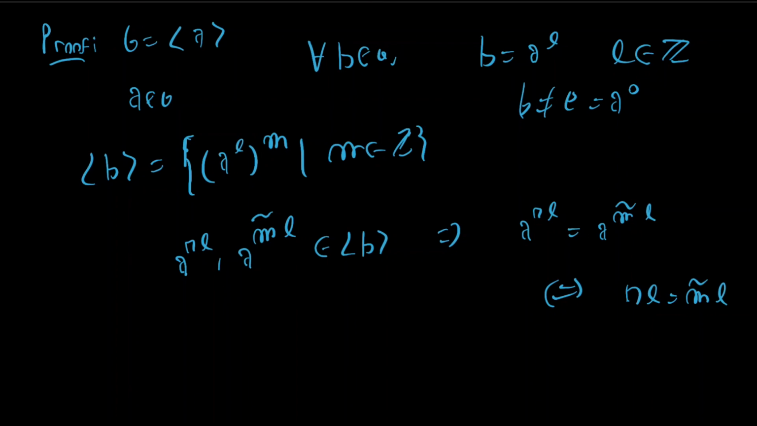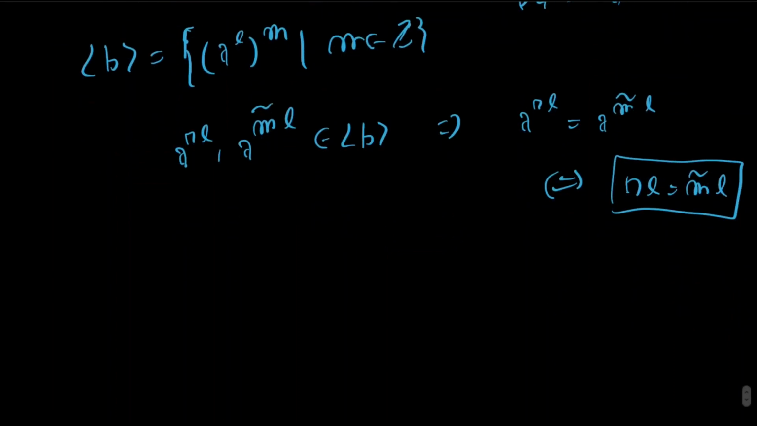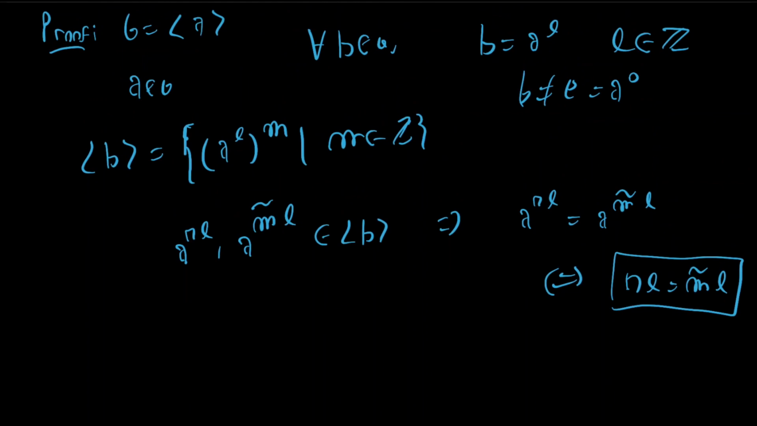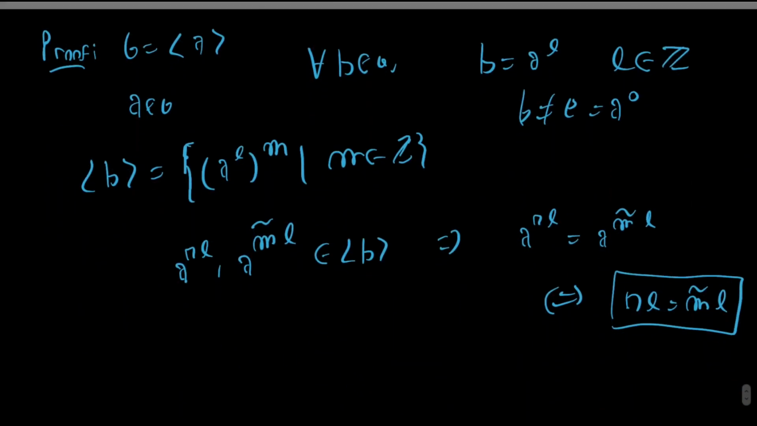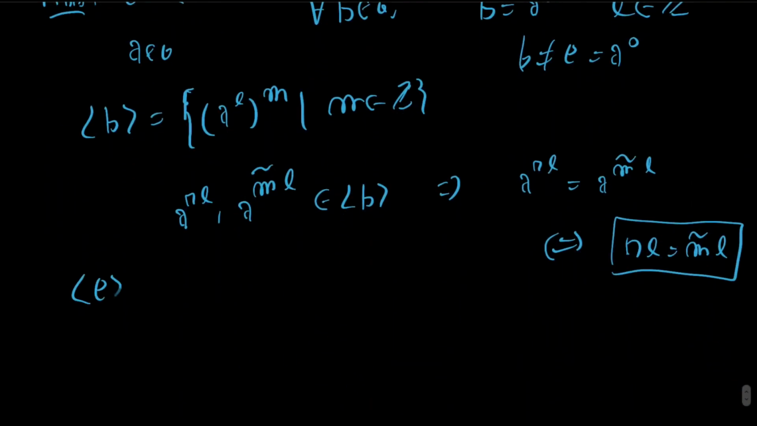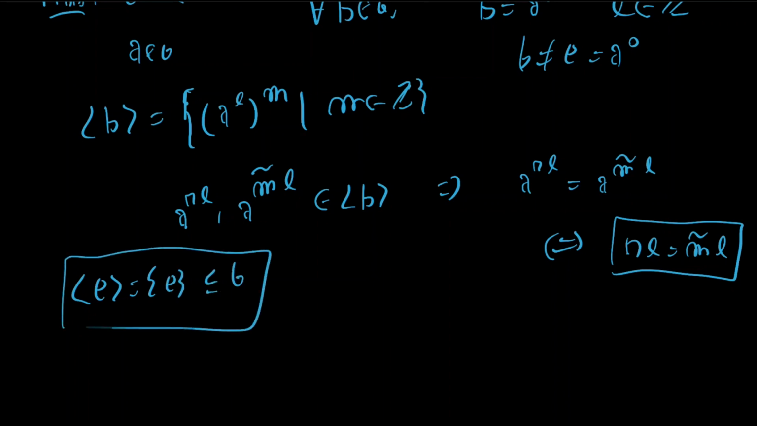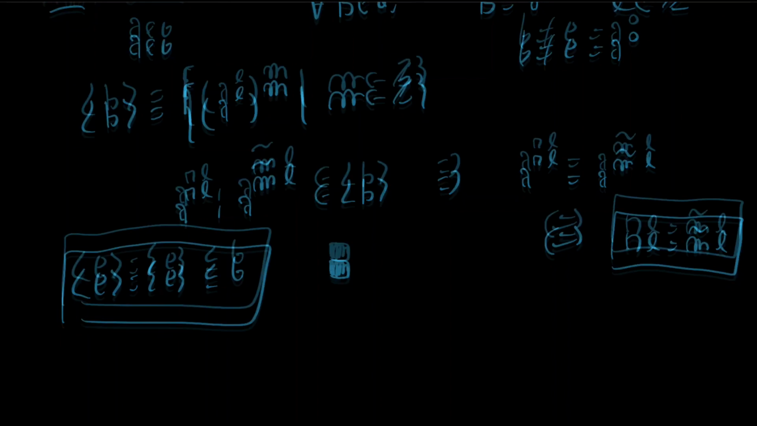Why? Because a has infinite order, and so a power of a is equal to another power of a if and only if the powers coincide. Okay, but this basically implies that all elements b, which are not equal to the identity, have infinite order too inside G. And so the only element which has a finite order and which generates the trivial subgroup of G is the identity. And so we have concluded this proof.